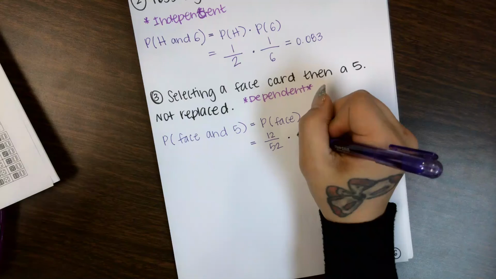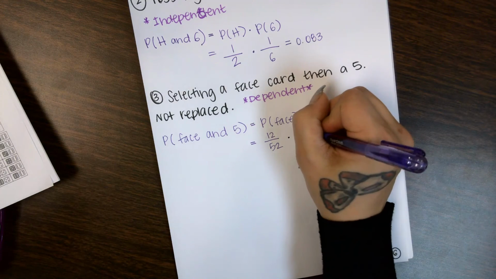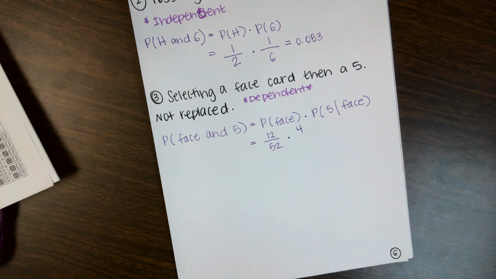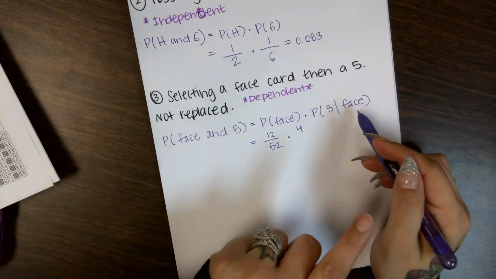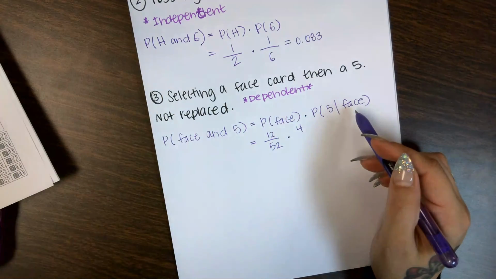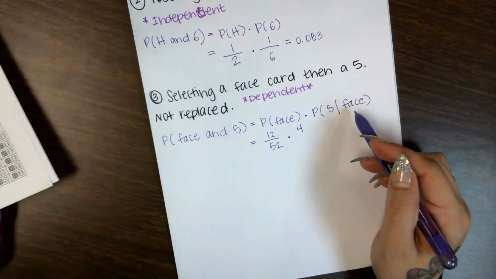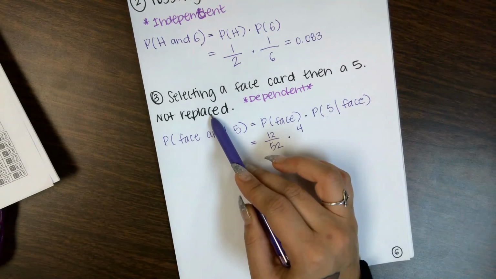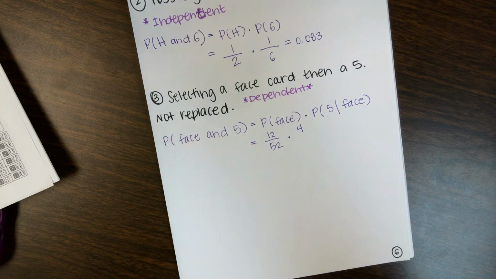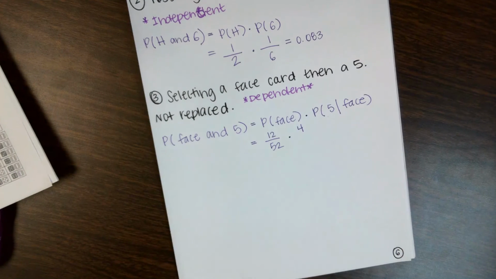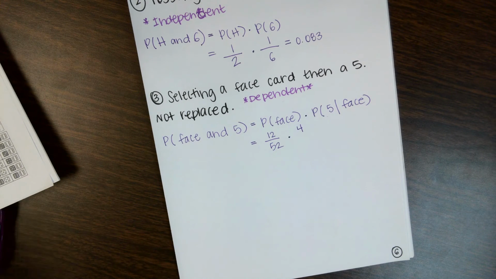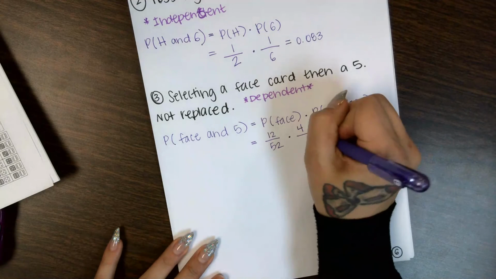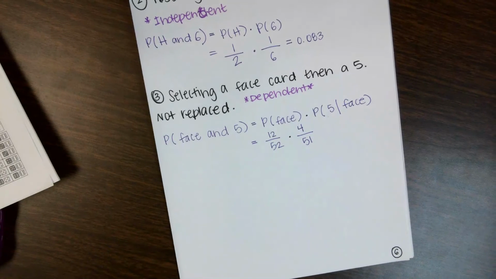Now because this is conditional, because it was dependent, what matters here with the face cards, given that the first one was a face card, what they mean by that is it wasn't replaced. So now my sample space is no longer 52. Given that the first one was a face card and it was not put back into the deck, now my denominator is not 52, it's 51. You don't do 4 divided by 12 or anything like that.